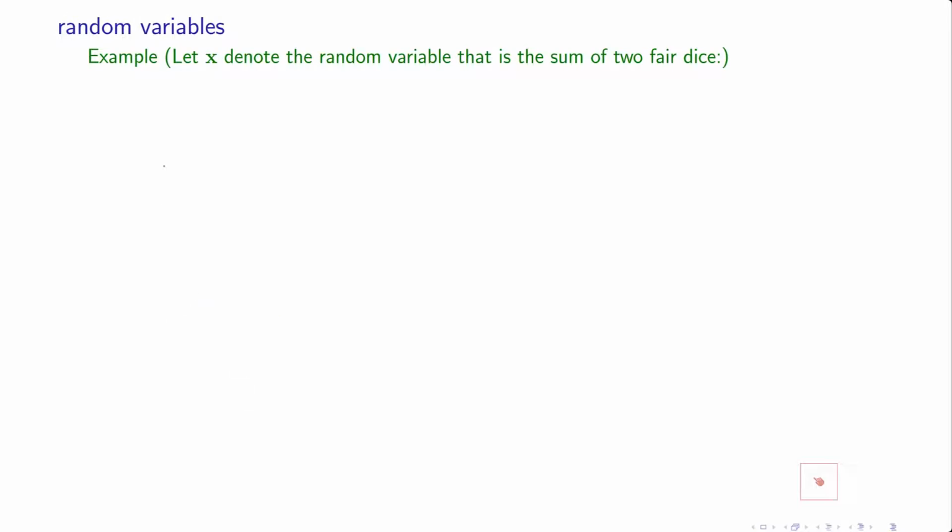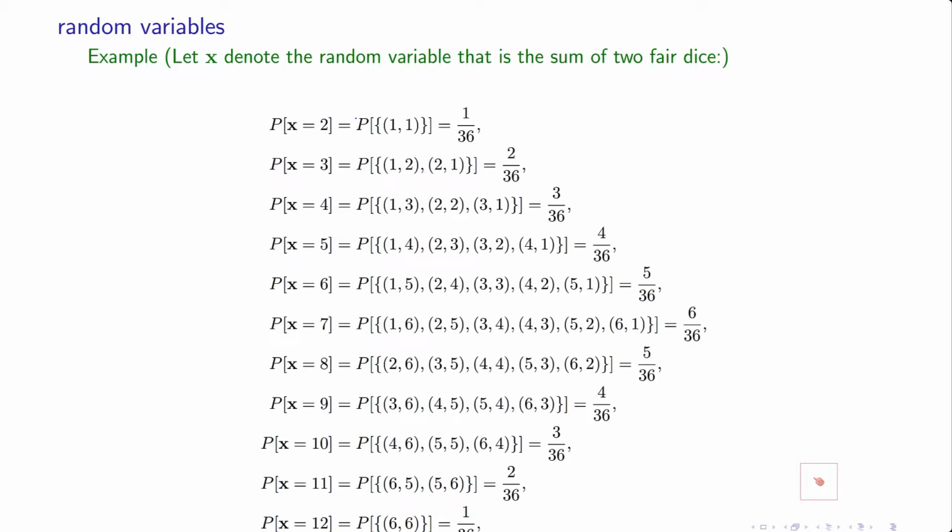So let X denote a random variable that is the sum of two fair dice. The smallest value X can take is 2, because in the first dice I could get a minimum value of 1, and in the second one I get 1. The probability of getting X equal 2 is 1 over 6 squared, because if I assume these two dice are independent, this one is 1 over 6, and this one is 1 over 6, so I get 1 over 36.